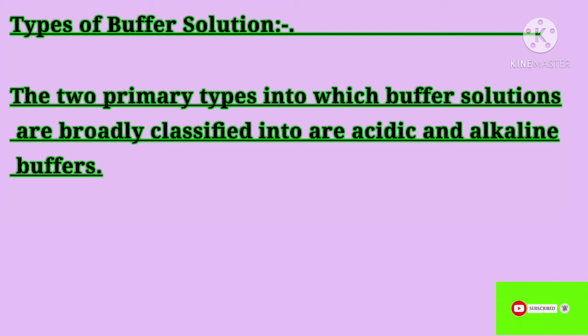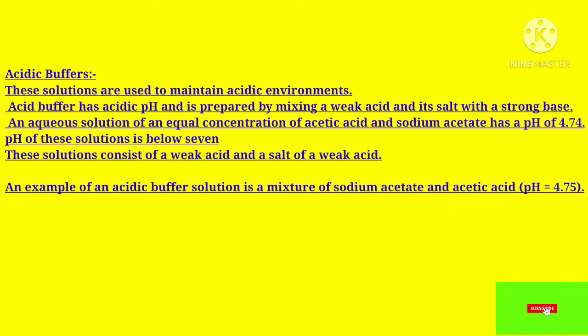What is an acidic buffer? Already I told you, the solution of a weak acid and a salt of a strong base is called an acidic buffer. As the name suggests, these solutions are used to maintain an acidic environment. An acidic buffer has an acidic pH and is prepared by mixing a weak acid and a salt of a strong base.